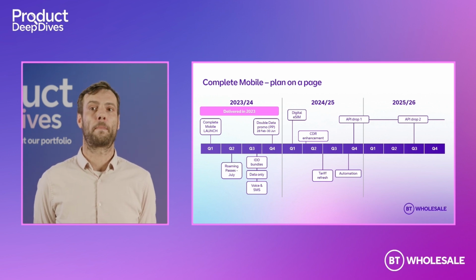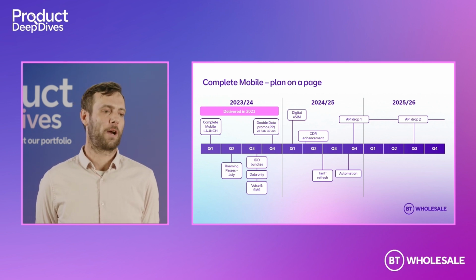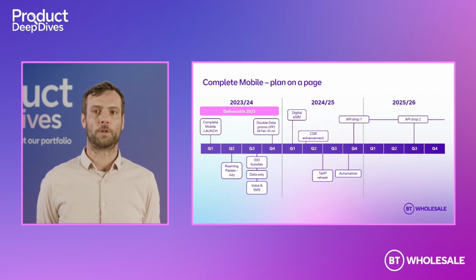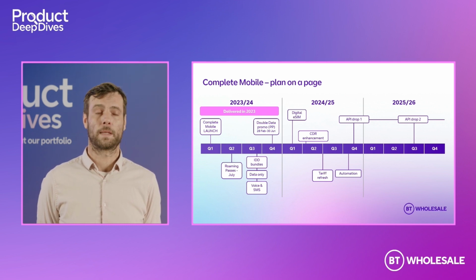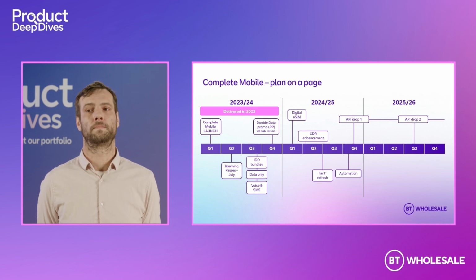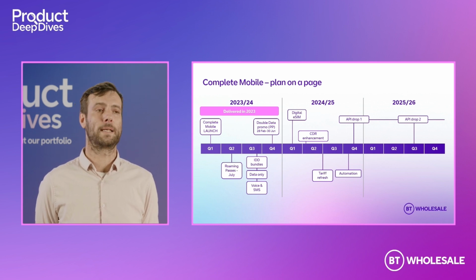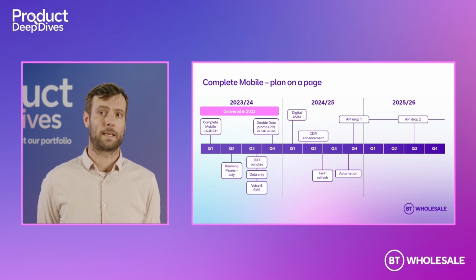We introduced roaming passes. We had a tariff refresh. We added data-only bundles, international direct dial. We then had a promotion that's still ongoing, double data for the same price. That's ongoing till the 30th of June. But now moving forward, as we spoke about at the start, digital eSIM, that is now live on the system. You can start ordering that today.